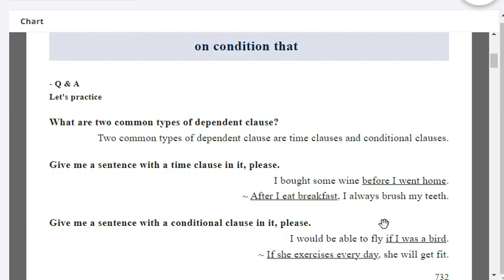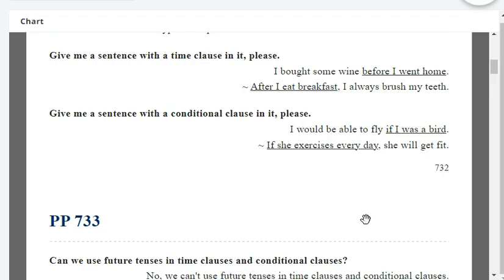Give me a sentence with a conditional clause in it, please. I would be able to fly if I was a bird. If she exercises every day, she will get fit. Very good.